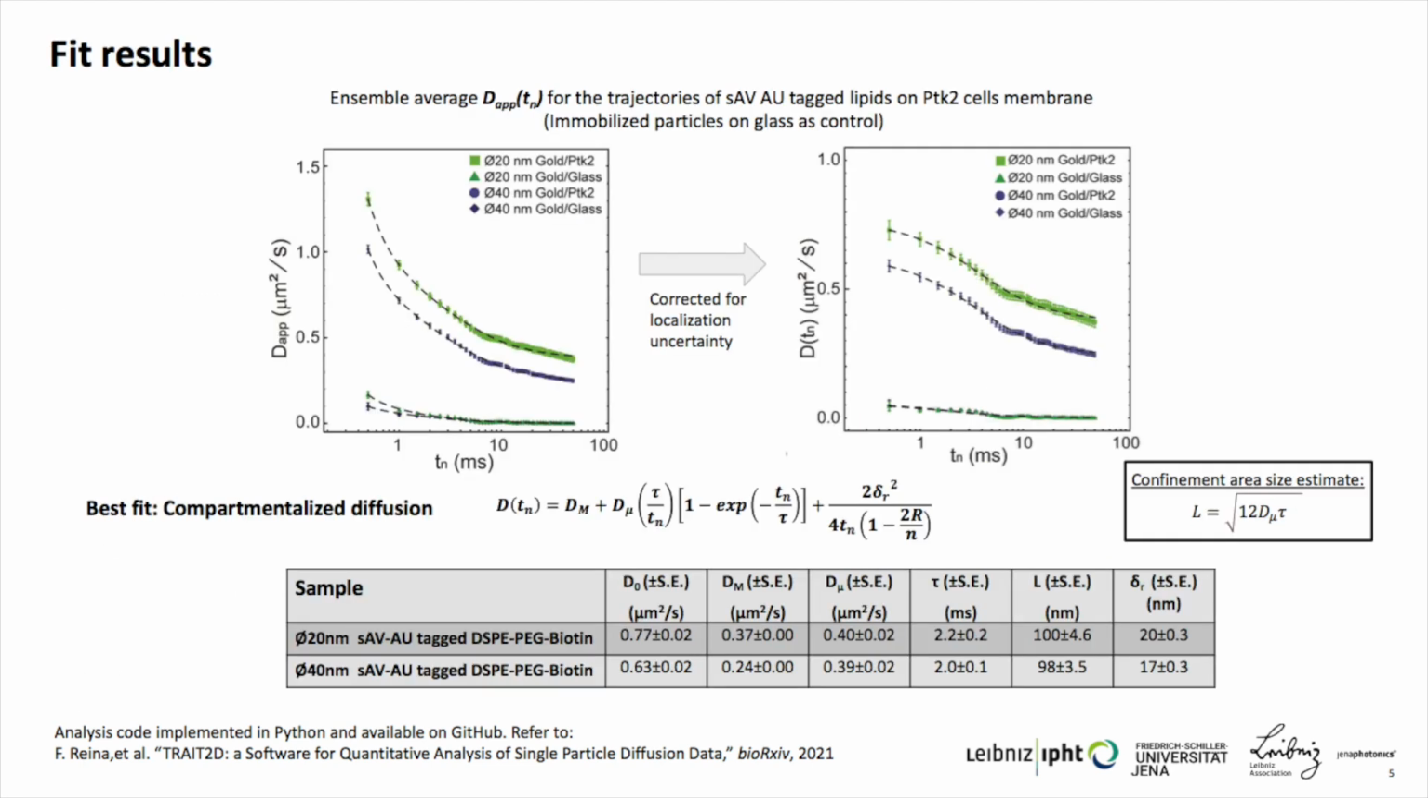In this slide, we see the results of our analysis protocol applied to the ensemble average apparent diffusion coefficient data obtained from the trajectories of gold-tagged lipids on the PTK2 cellular membrane divided by gold nanoparticle size. We notice how the long-range diffusion coefficient, the M, is much lower for the 40 nanometer gold nanoparticle than it is for the smaller 20 nanometer gold nanoparticles. However, the other parameters, which describe the transient confinements felt by the lipids on the cellular membranes, are largely invariant with respect to nanoparticle size.